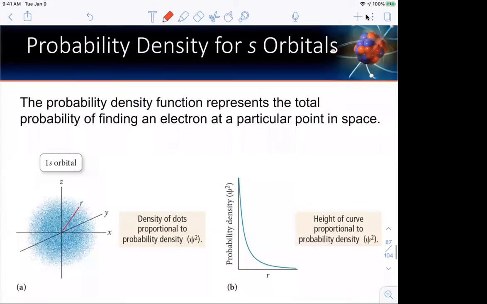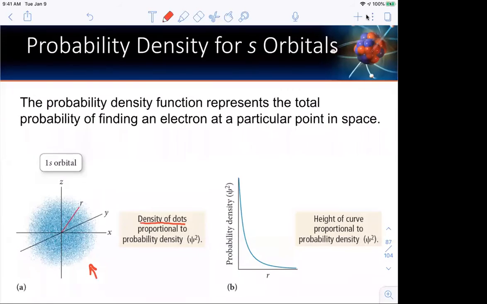So let's look at an s orbital. The probability density function represents the total probability of finding an electron at a particular point in space. So again, remember, I have my dots. The larger the blue density, right? I'm looking at the density of dots. The darker the blue, the higher the probability. So these densities of dots are proportional to the probability density.